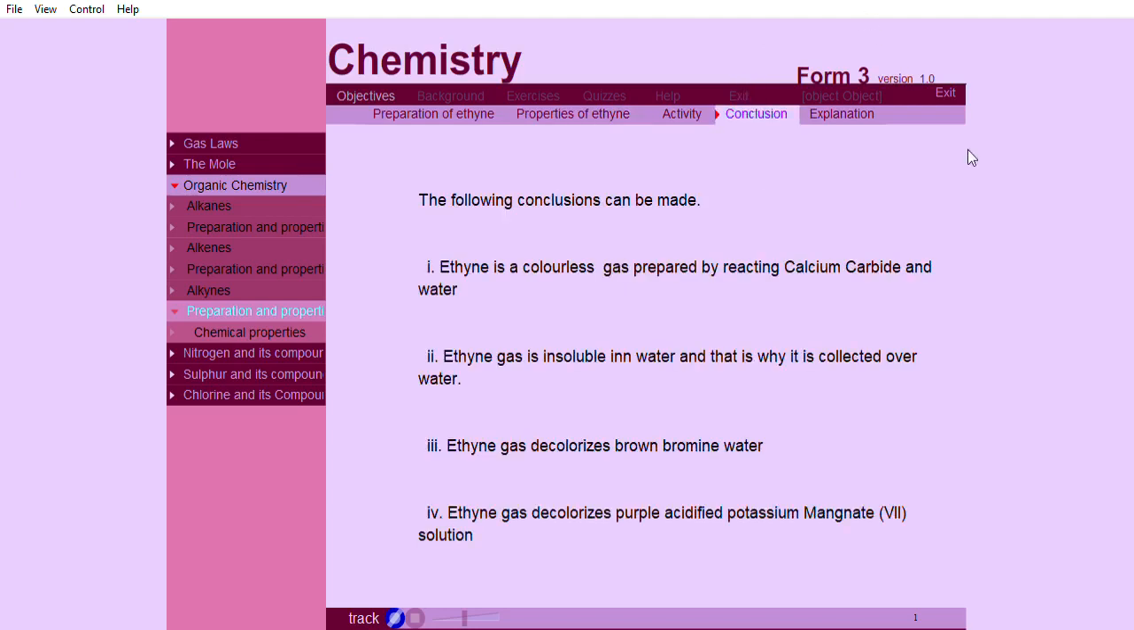The following conclusions can be made. Ethyne is a colorless gas prepared by reacting calcium carbide and water. Ethyne gas is insoluble in water, and that is why it is collected over water. Ethyne gas decolorizes brown bromine water. Ethyne gas decolorizes purple acidified potassium manganate 7 solution.